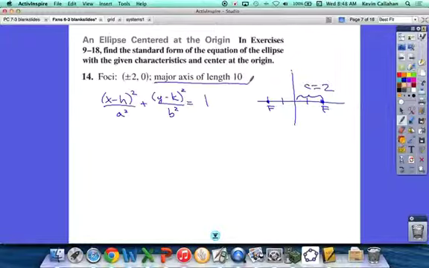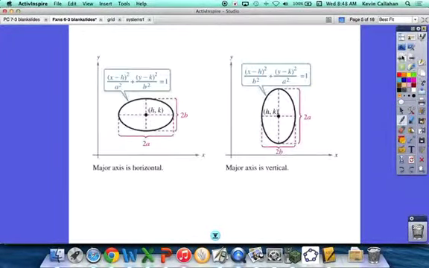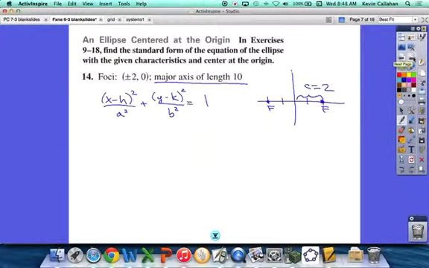The major axis is 2a. Remember that? From side to side, look at this one here. It's a to the left, a to the right, so the whole thing is 2a. So when they're telling us the length is 10, what's the value of a? 5, right? So 2a equals 10, a equals 5. Okay, so now we know a and c.